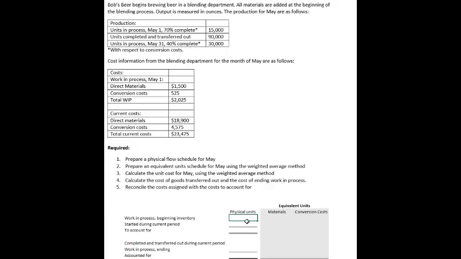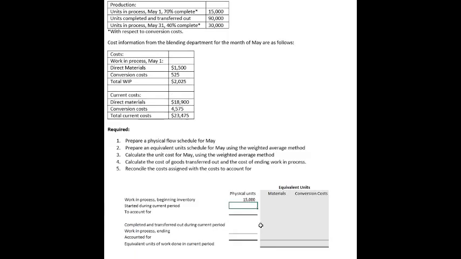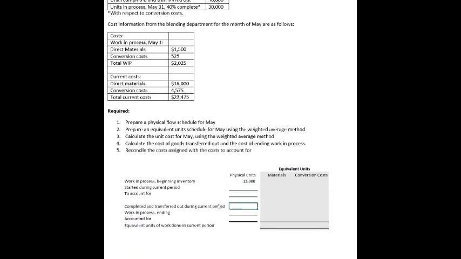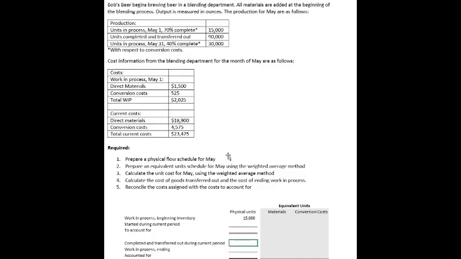So we know at the beginning of the month there were 15,000 units. We don't know how many were started during the current period, but we'll back our way into that. We do know for a fact that we completed and transferred out during the current period 90,000 units, because that's what we're told. We also know for a fact, because someone could go out and count this, that there are 30,000 units at some stage of completion.